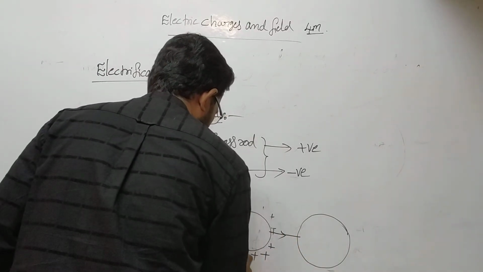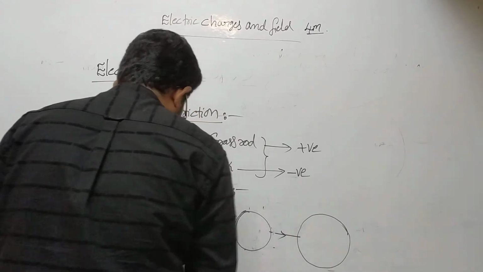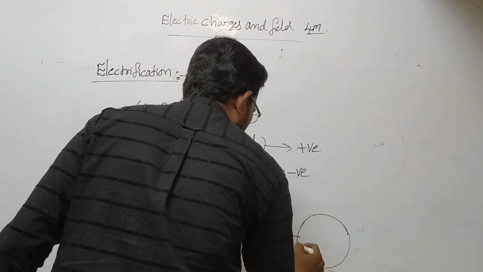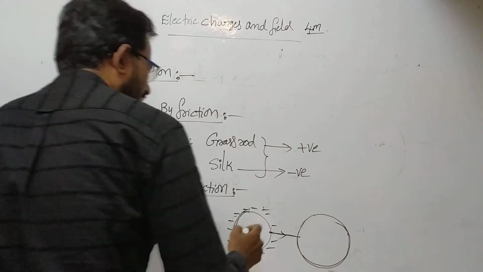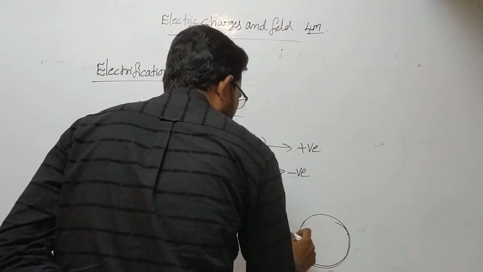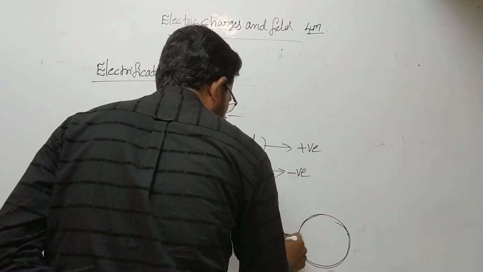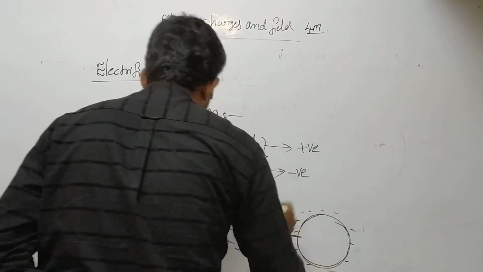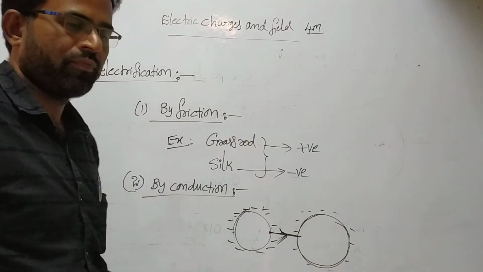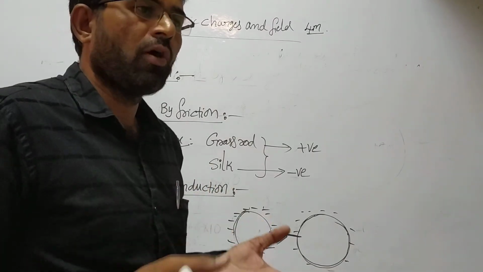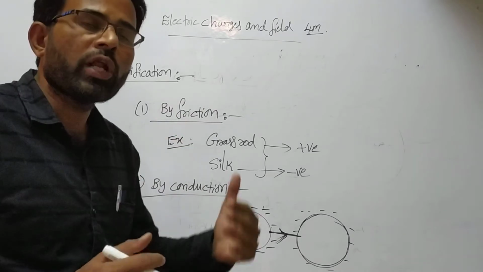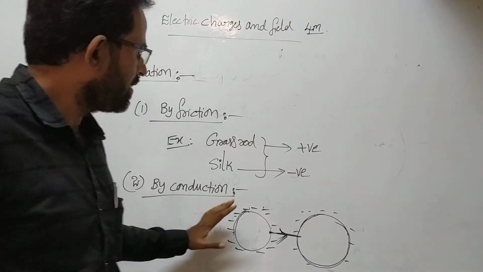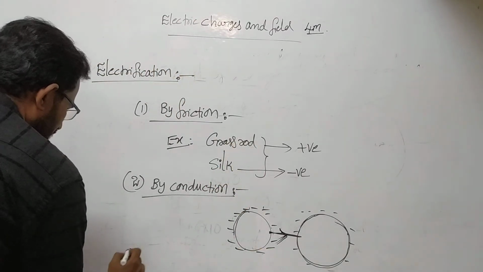You take a negative charged body in contact with another neutral body. Now electrons travel from the charged body to the uncharged or neutral body. That neutral body becomes charged. This process is called conduction. What does conduction mean? When a charged body is in contact with a neutral body, that neutral body also becomes charged. This process is called electrification by conduction. Another one is by induction.